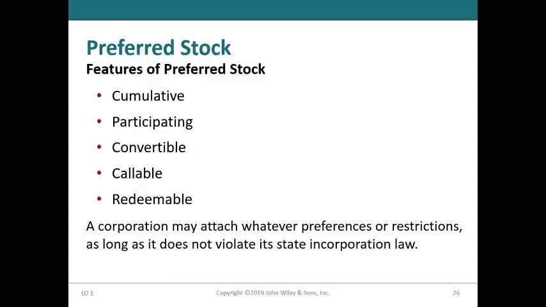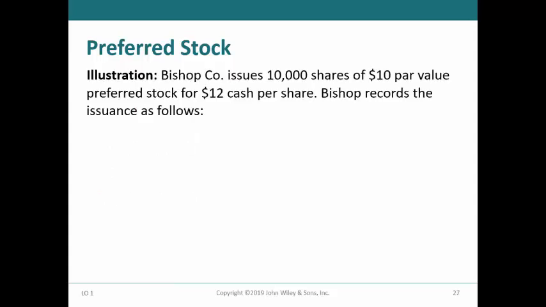For many years, the FASB favored reporting redeemable preferred stock as neither a liability nor as part of stockholders' equity. But it was placed in what was called the mezzanine area between the two. However, the FASB now requires that redeemable preferred stock be reported as a liability of the corporation.